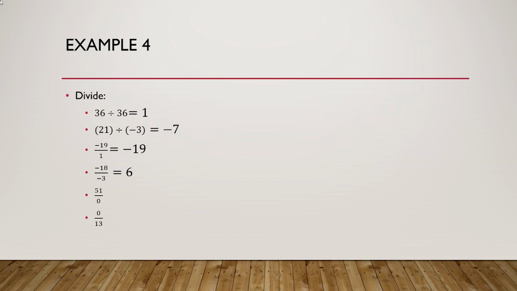51 divided by 0. Well, how many times does 0 go into 51? Well, that doesn't make any sense. So that would be undefined. And whenever you spell no, it's undefined. So any number divided by 0 is going to be undefined.